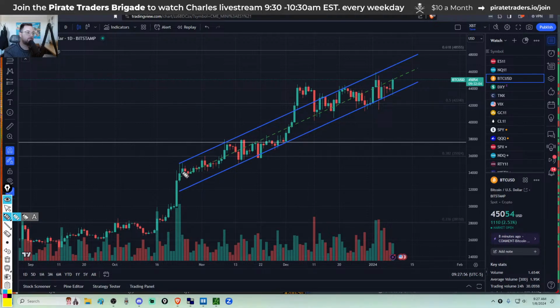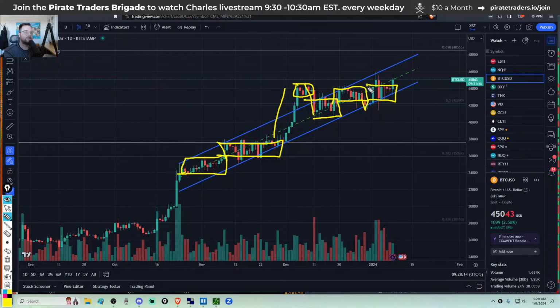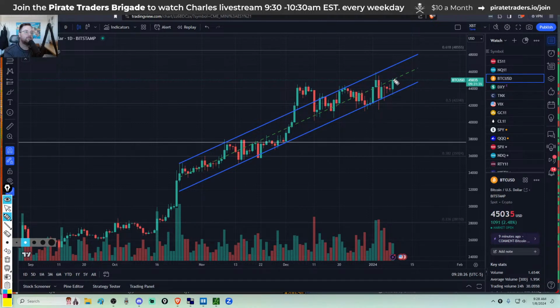You had horizontal balance here, excess, balance, failure right into balance, failure right into balance. And now you're breaking out once again. So I would like to see Bitcoin work its way up above 4,600, then come back down to 45 again and turn it into support one last time. And then I'd be bullish for continuation up to 48.